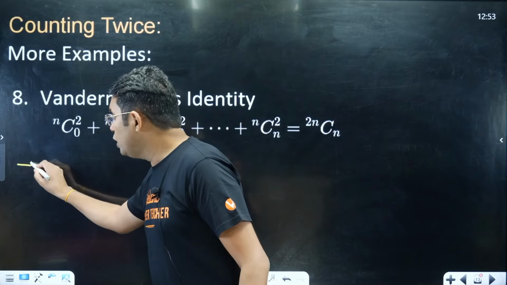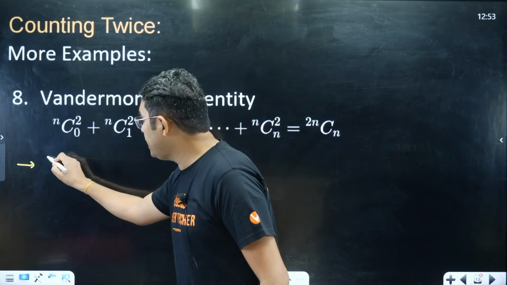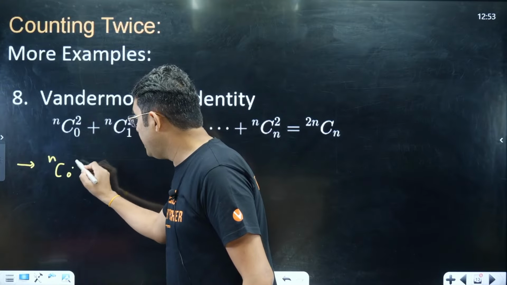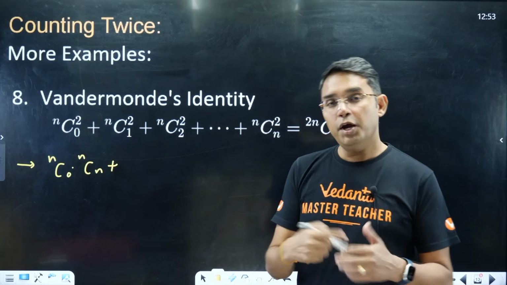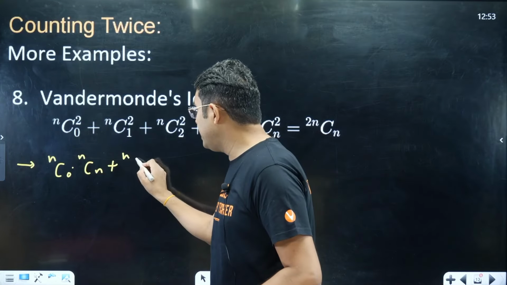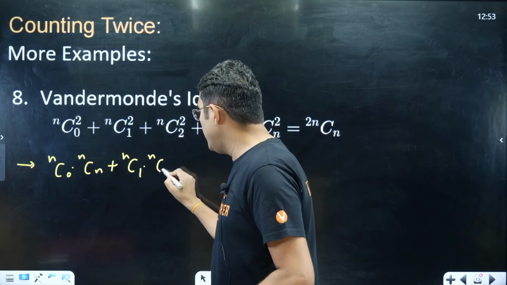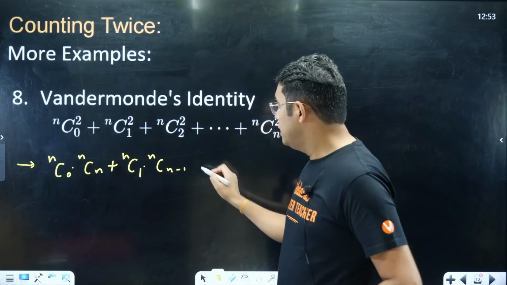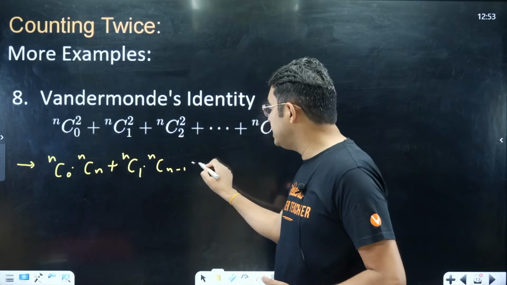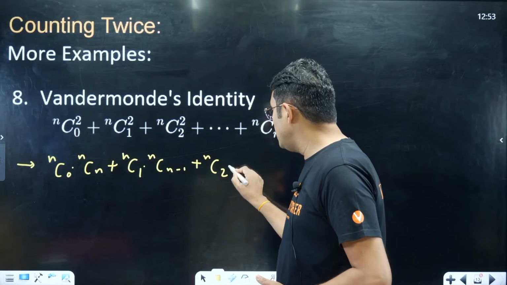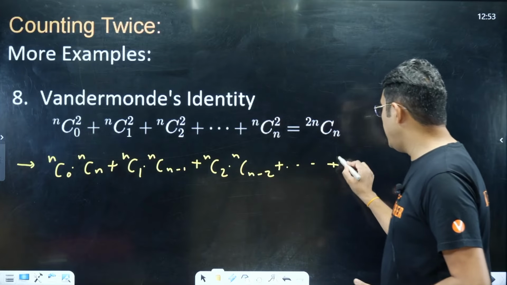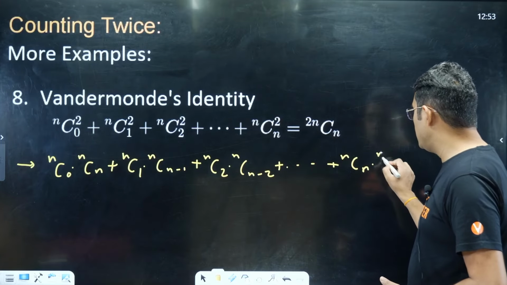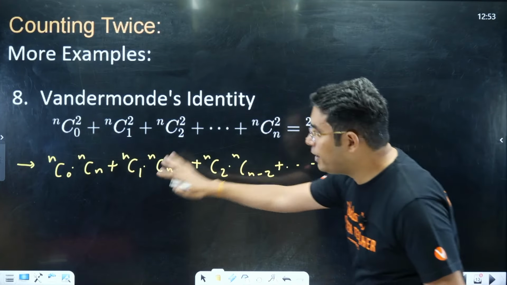On the left hand side I will write nC0 square as nC0 into nCn. Here I will write it as nC1 into nCn minus 1, because you know nC1 and nCn minus 1 are same. Then nC2 into nCn minus 2, and so on. In the end it is nCn into nC0. So this is my left hand side.